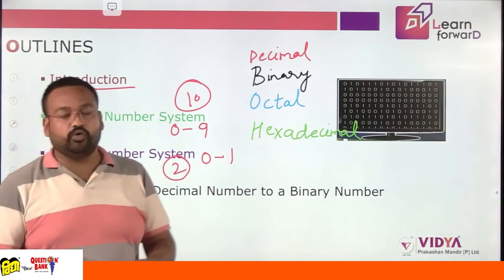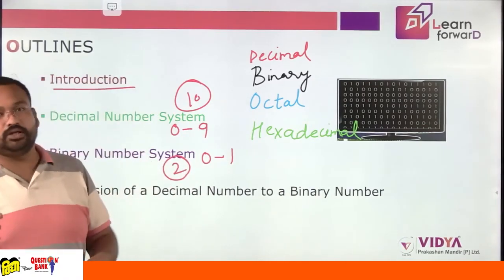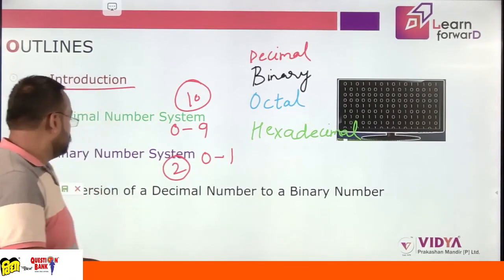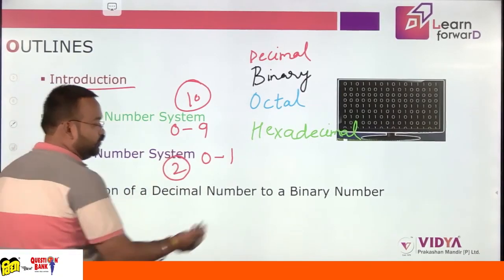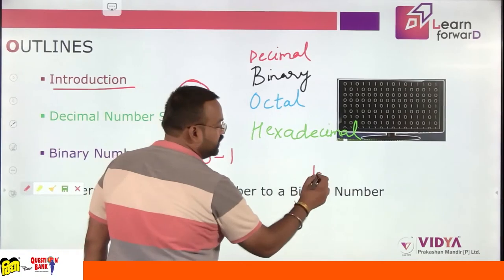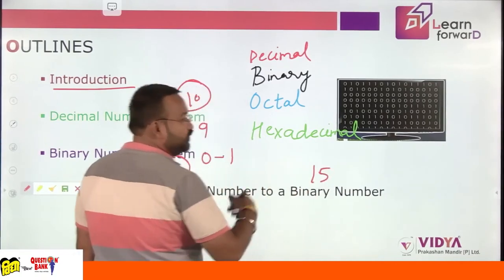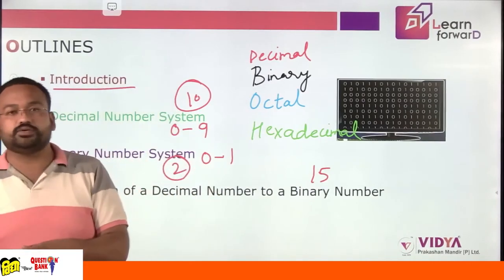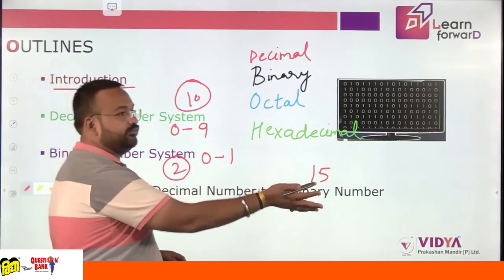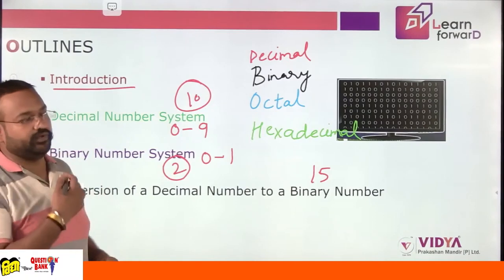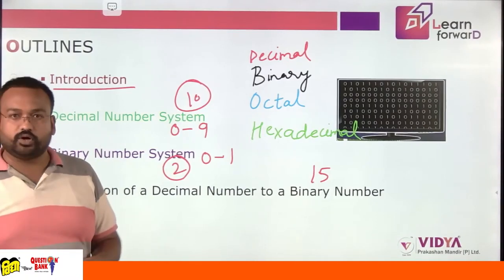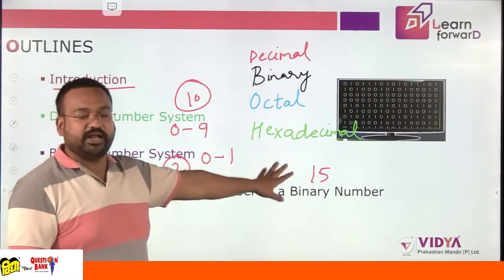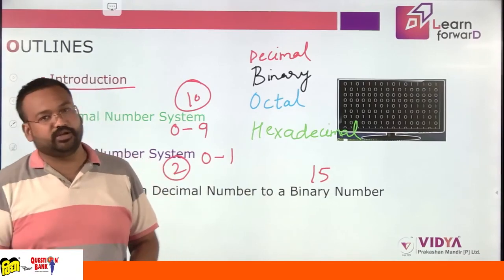Then we have seen how we can convert a decimal number into a binary number. We have seen a simple method. We have to divide whatever number is given, let's say 15, by 2 until we get the quotient 0. And whatever values we get as remainders, we write from bottom to top. That would be the converted binary number for this particular decimal number.